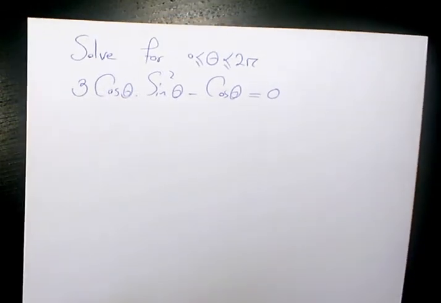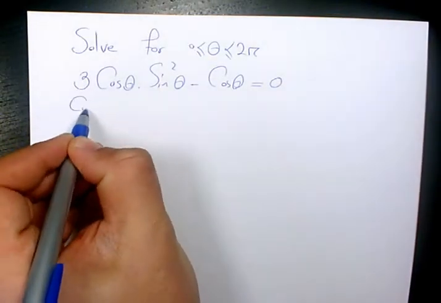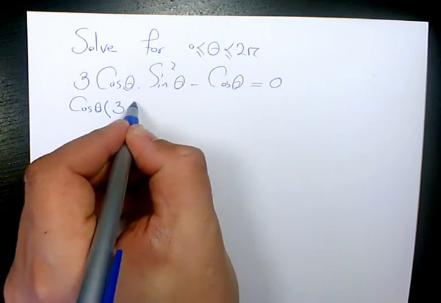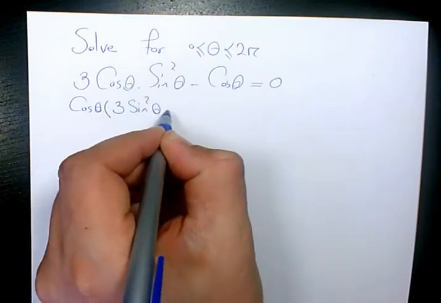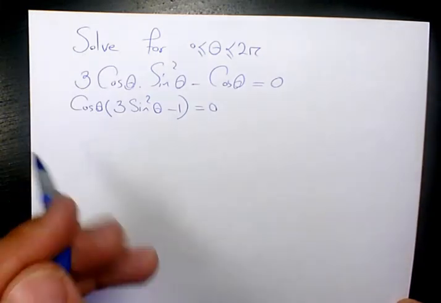So the first thing I'm going to do, I'm going to solve it by factoring. So I'm going to factor cosine theta first. When I factor cosine theta, it will be 3 sine squared theta minus 1 equals 0. Then I need to solve it.